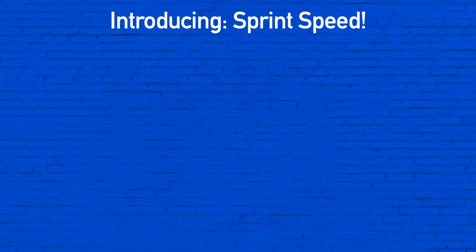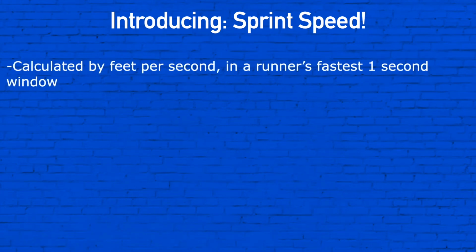Baseball Savant has your answer in sprint speed. Sprint speed is calculated in feet per second, with the player running in their fastest one-second window. Of course, this isn't a stat you'll see on the back of a baseball card, but instead something you'll see online. I'll link Baseball Savant down below.